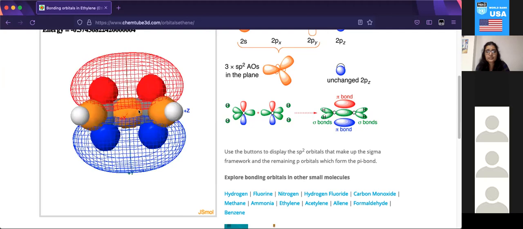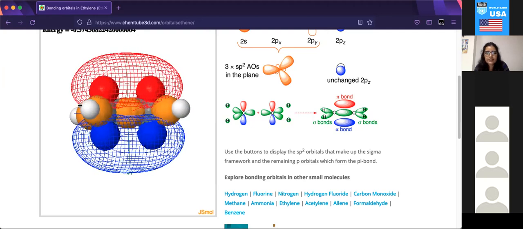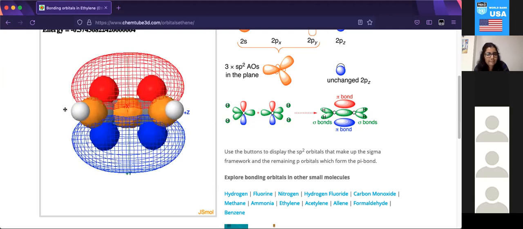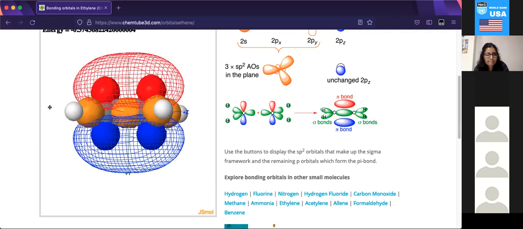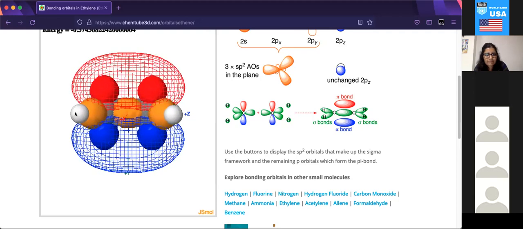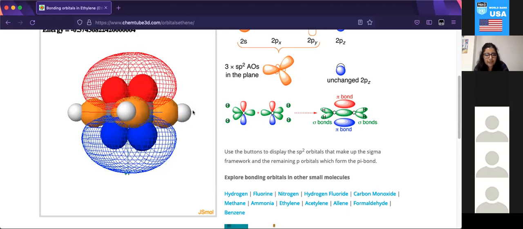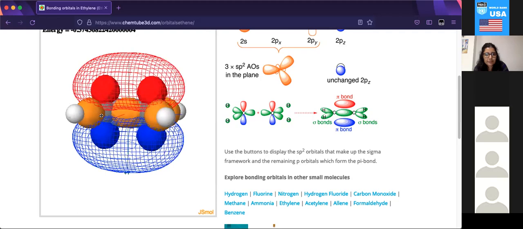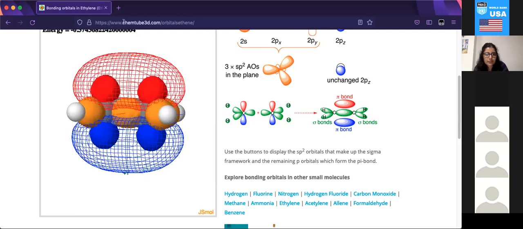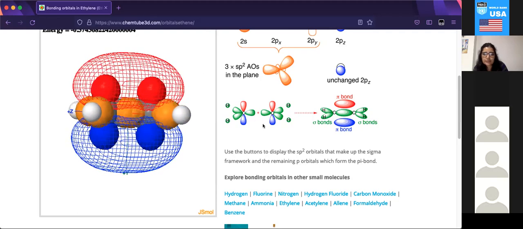Is this clear? Does this make sense visually at least? Yes, ma'am. Okay. You guys can go to this website and play on your own. It's called ChemCube 3D. I'll ping this link.